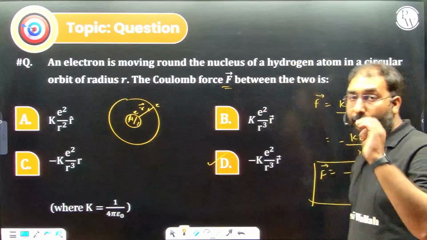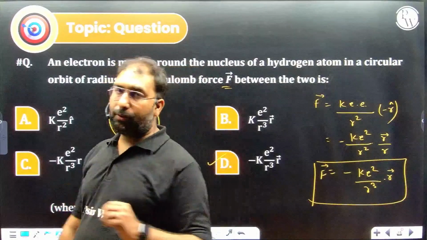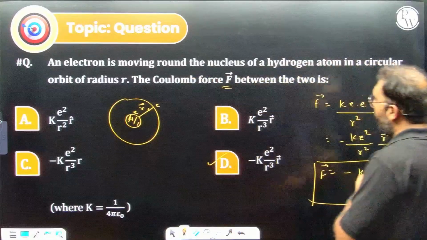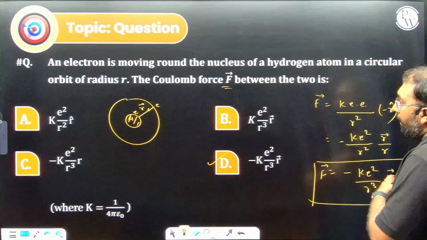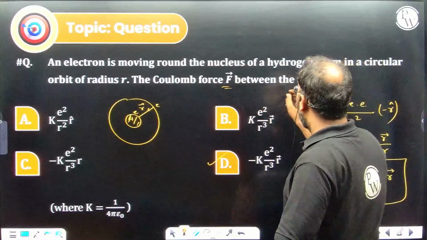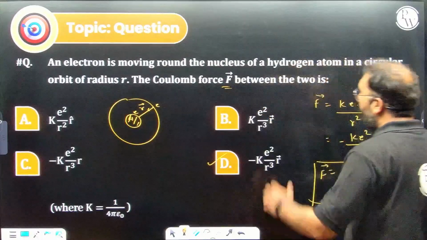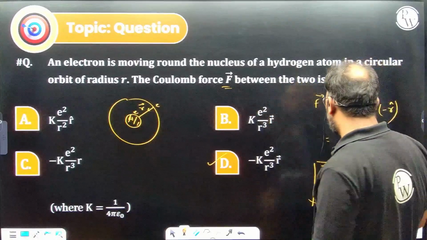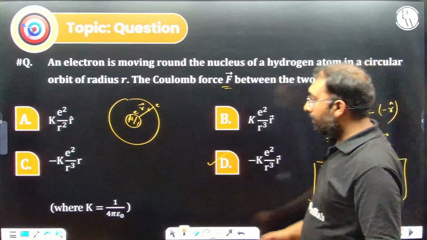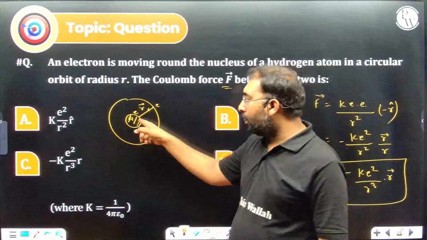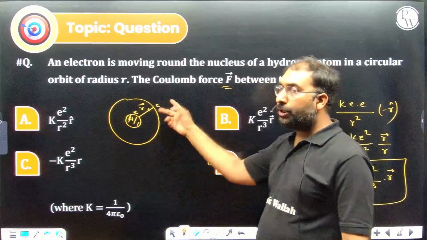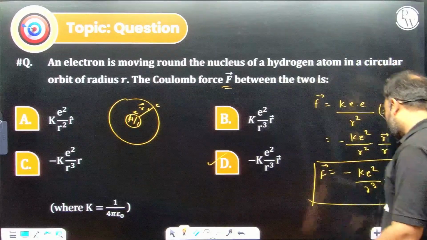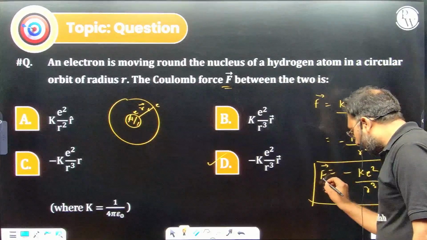So we have to take care of the magnitude part. At the same time we should be very cautious about the direction. So an electron is moving around the nucleus of a hydrogen atom in a circular orbit of radius r. The question can be: the Coulomb force acting on the electron is. So the Coulomb force acting on the electron is this one. If I am saying what is the force acting on this nucleus, then it should be in the positive r direction. The direction should be plus r cap. So this is the force acting on the electron.